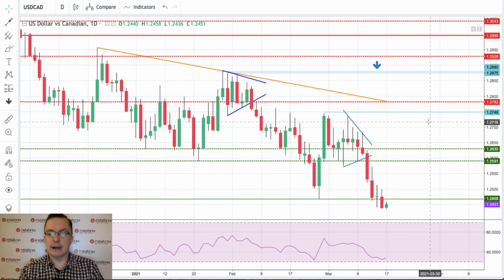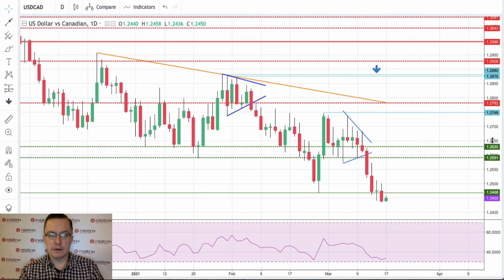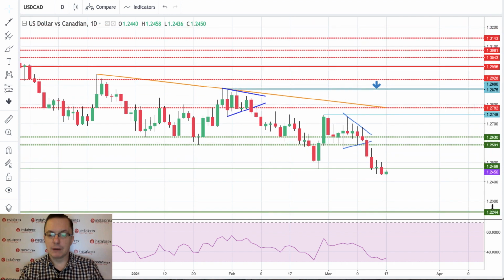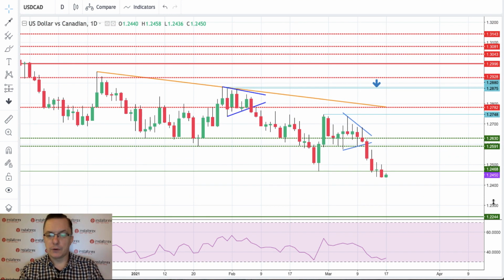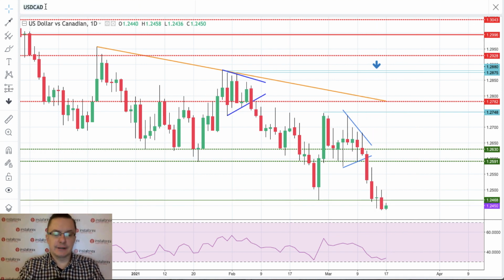Predictable patterns are reappearing on this chart, so please pay attention to the fact that we are still going lower on the USD to the Canadian dollar, and the target is, as I said, 1.2244, which is over 200 pips right now from this low. So that's the US dollar and Canadian dollar.